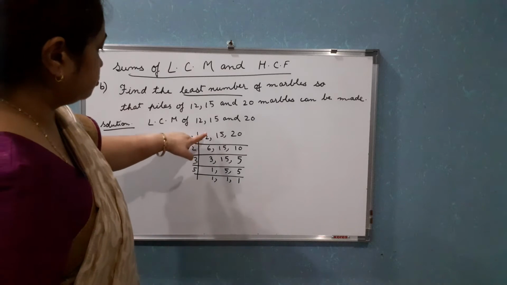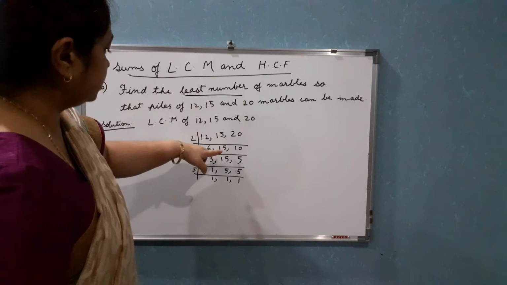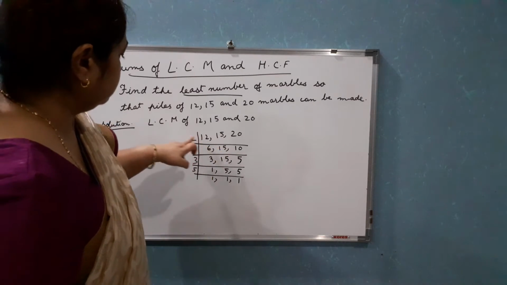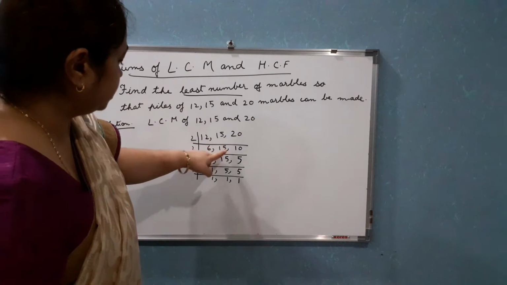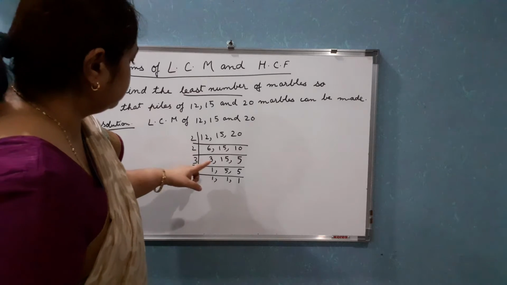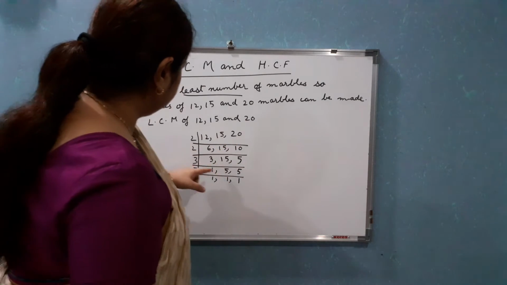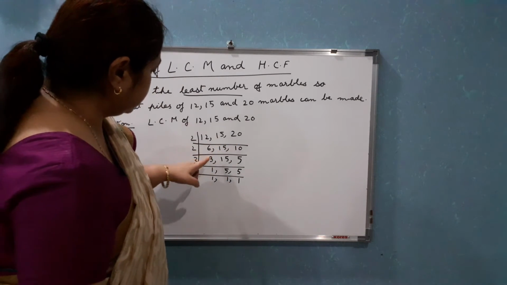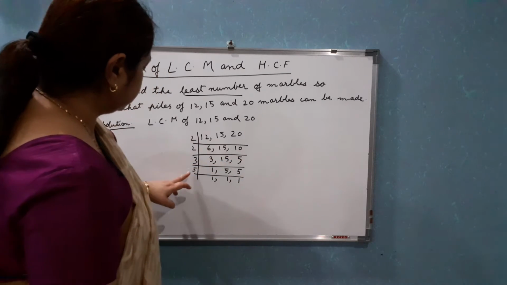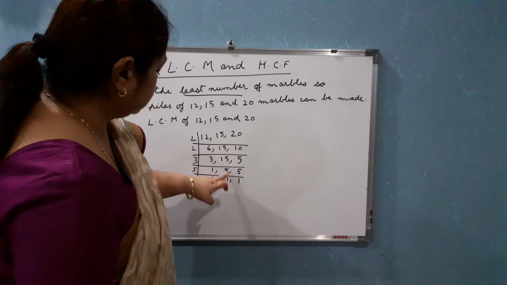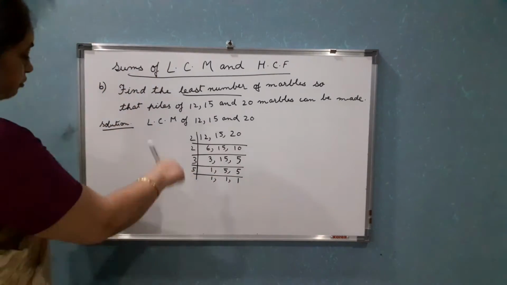See here 2 6 12, then 15 will remain same as it is not divisible by 2. Then 2 10 20. 2 3 6, 2 15 will remain same, it is not divisible by 2. Then 2 5 10. Again 3 1 3, 3 5s are 15 and 5 will remain same. Then 5 1s are 5 and 5 1s are 5.